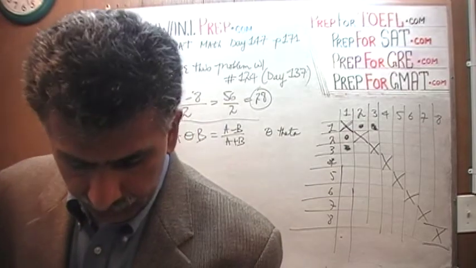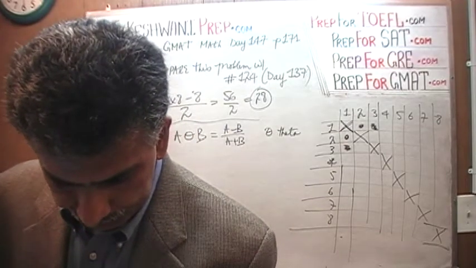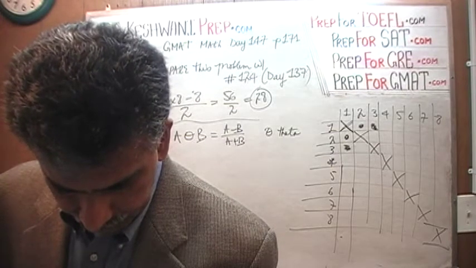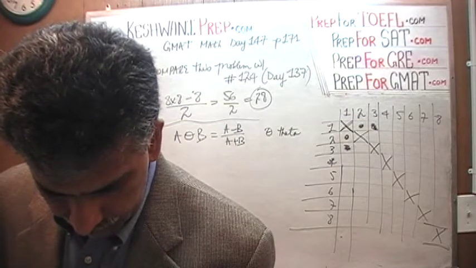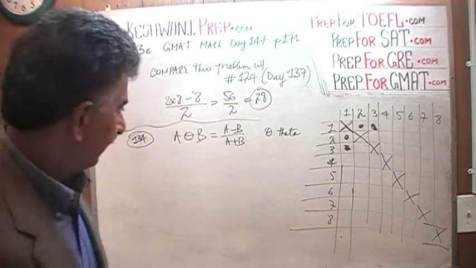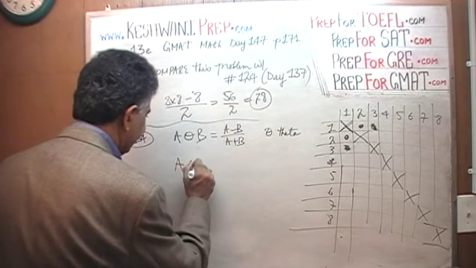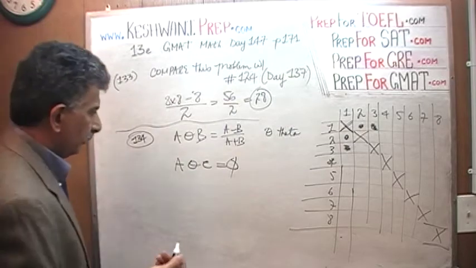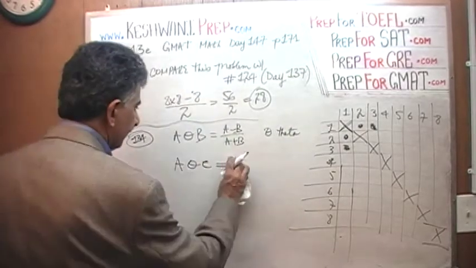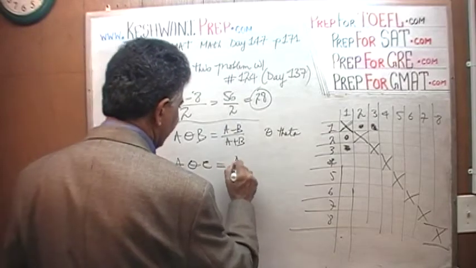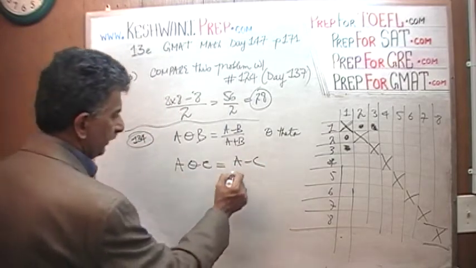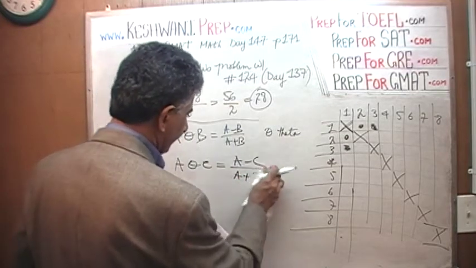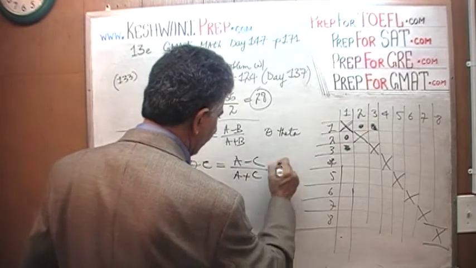The question simply is, what's got to be the value of C if an operation is defined as such, and A theta C equals 0? Well, if it equals 0, A theta C is the same as A minus C, the difference between the left and the right, over A plus C. And that has to equal 0.